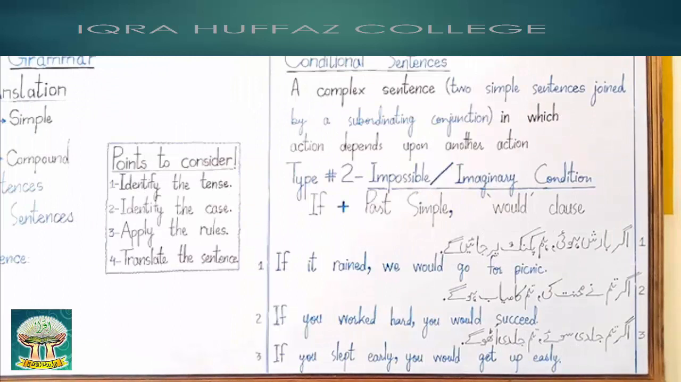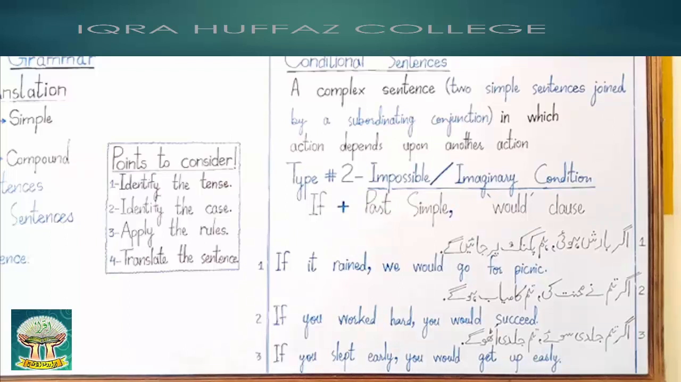Now here are the examples of type 2. Remember the formula if plus past simple and then would clause. अगर बारिश हुई हम पिकनिक पर जाएंगे. If it rained, if plus past simple, then would clause, we would go for picnic.